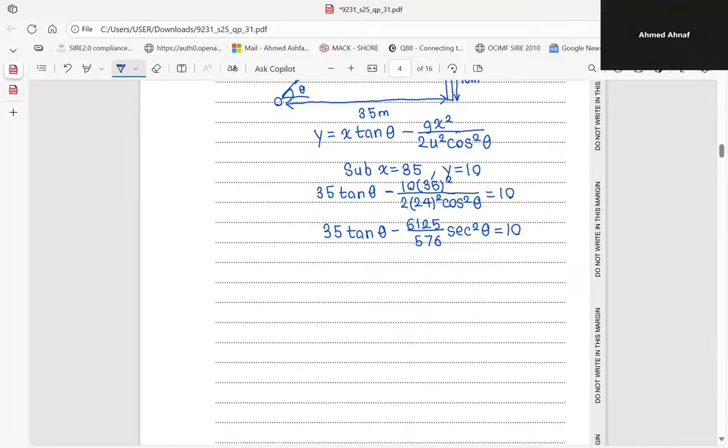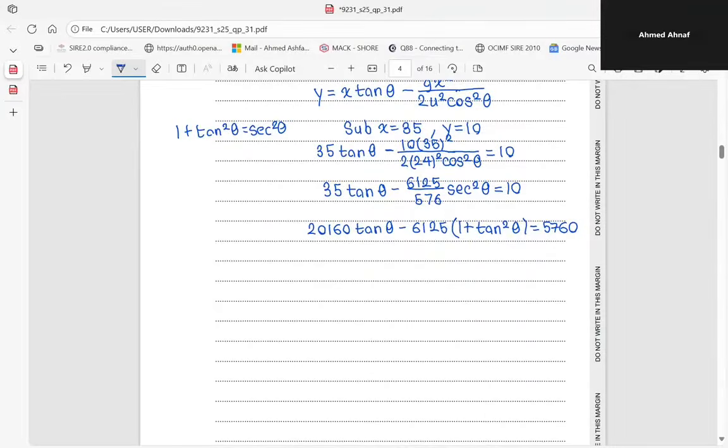Okay, so let's multiply everything by 576. Never mind, let's just multiply everything by 576. So we get 20160 tangent theta minus 6125 secant squared theta. We can use 1 plus tangent squared equals secant squared. And now we only have an equation in tangent theta. This is equal to 5760.